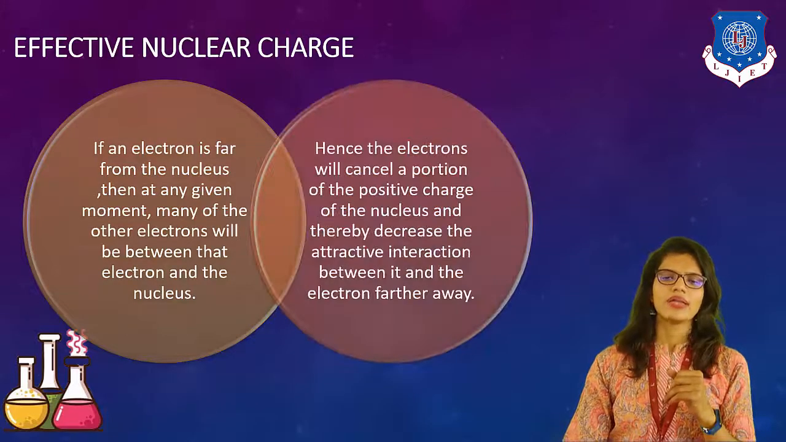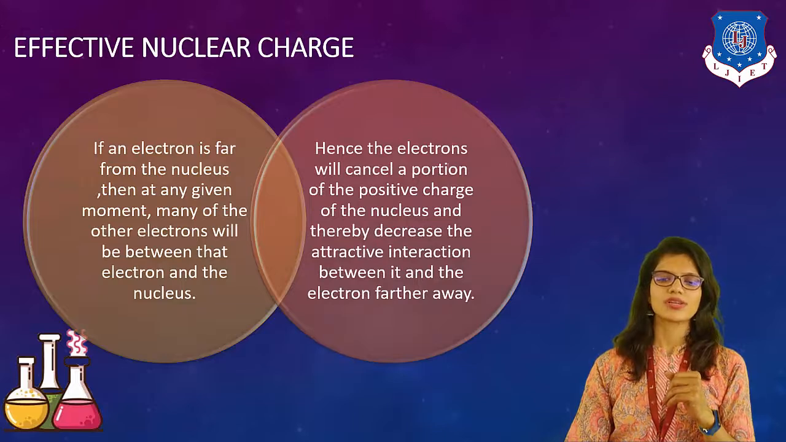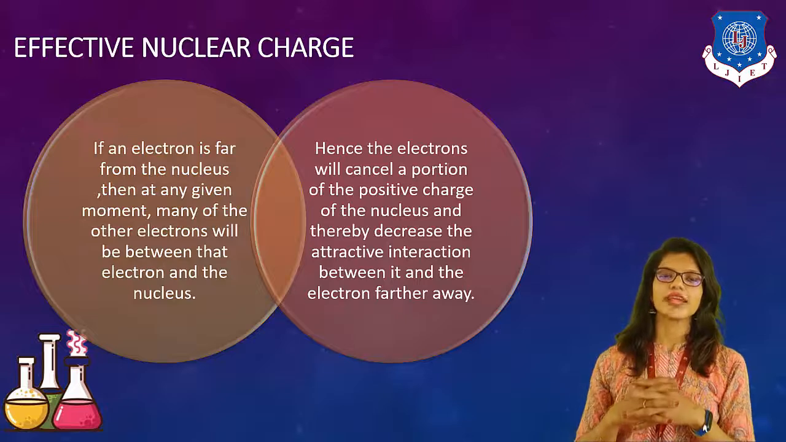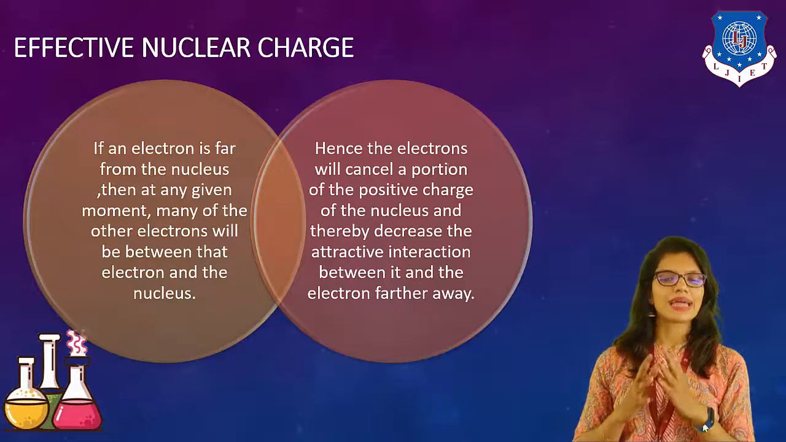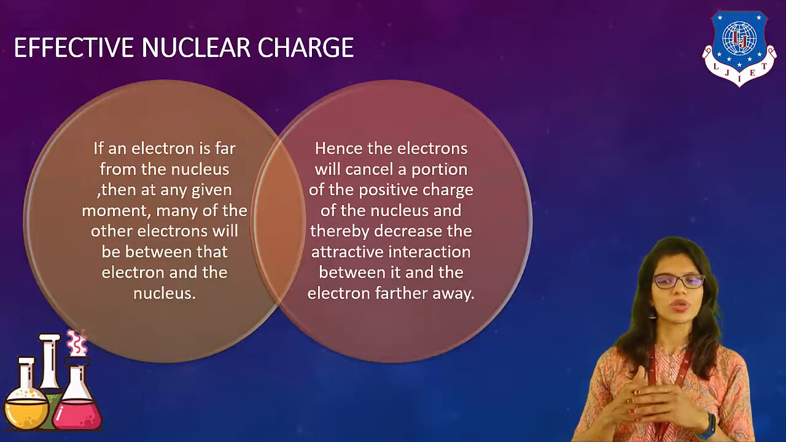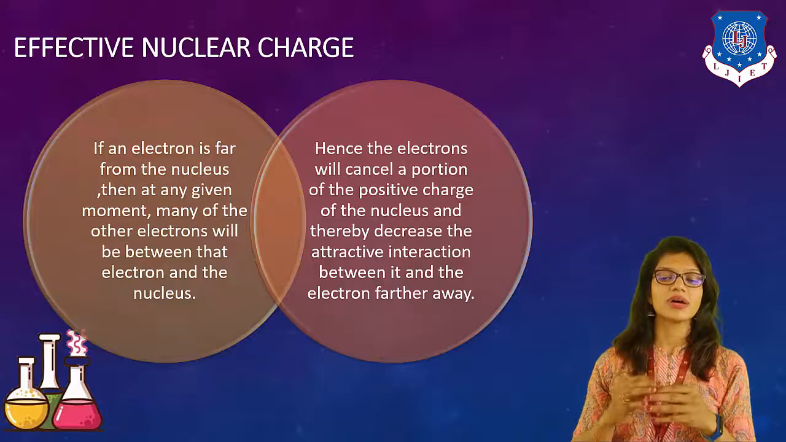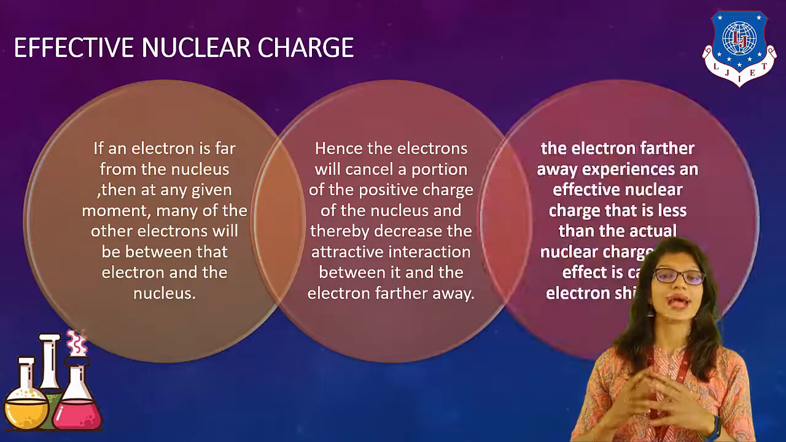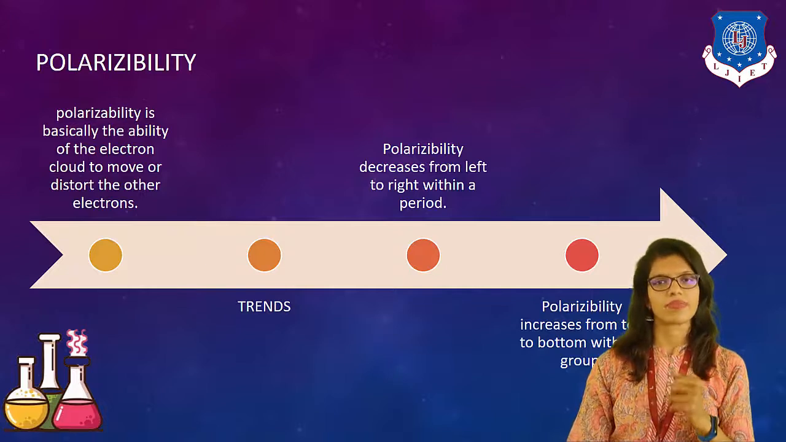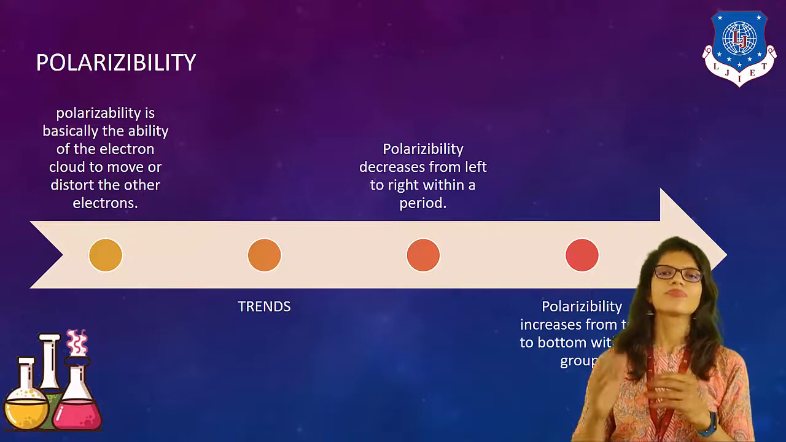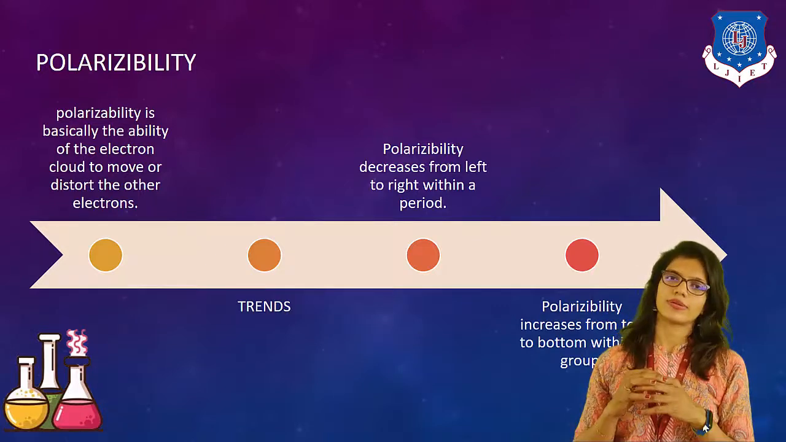Let's move on to the next one, effective nuclear charge. So here we have to see what is electron shielding. Generally, if an electron is far from the nucleus, then at any given moment many of the other electrons will be between that electron and nucleus, and these electrons cancel a portion of the positive charge of the nucleus, and thereby they decrease the attractive interaction between it and the electron further away. This is basically known as electron shielding, and because of it, this kind of effect is observed.